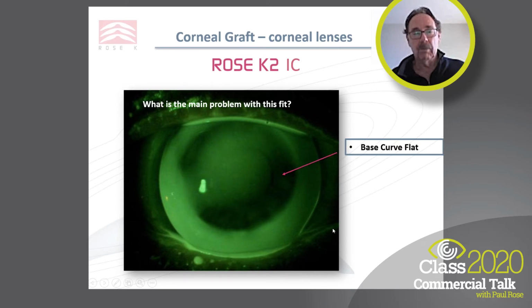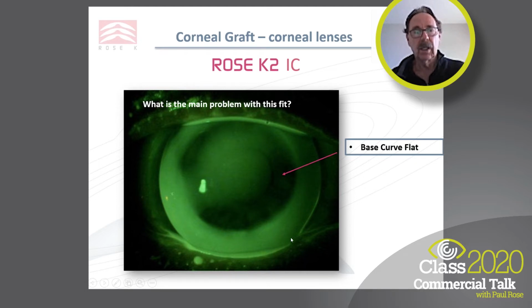So this would not be successful. What we want to do is steepen up that base. When you steepen up Rose-K lenses, the peripheral fit will also tighten. So you can't look at this and say, okay, I'm just going to go 0.2 steeper with my base curve and go to a decreased lift here, because once you go 0.2 or 0.3 steeper, as is required here, your edge lift might be absolutely perfect.